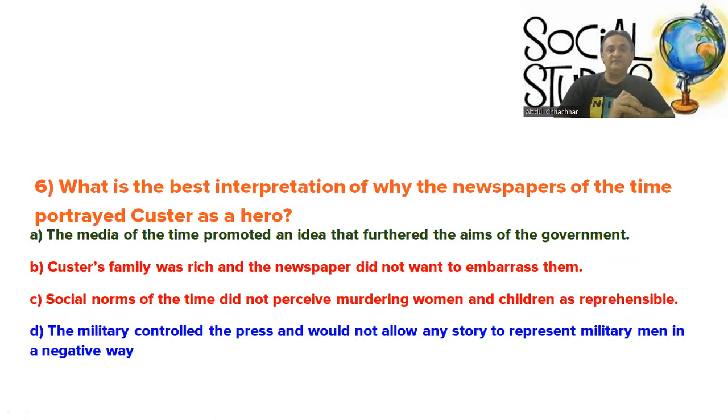So here are the four options, and what exactly they wanted. What is the best interpretation of why the newspapers, meaning the media, of the time portrayed Custer as a hero? So here it's about the media. The media of the time promoted an idea that furthered the aims of the government. That is the answer. These two options are irrelevant, you can easily understand there's no logic behind them. Custer's family was rich and the newspaper did not want to embarrass them. It doesn't make sense.